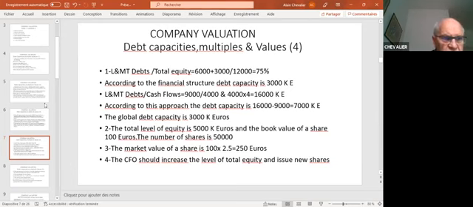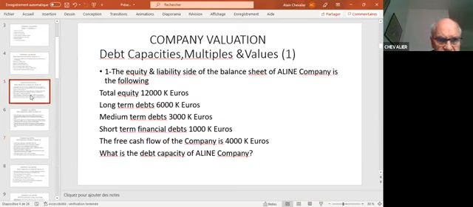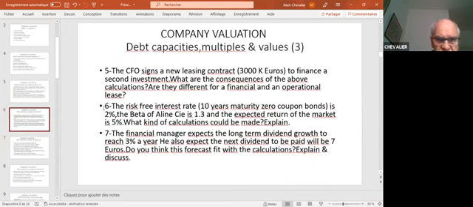Now you have a question 5 somewhere. It is on slide number 6. On this question, the CFO signs a new leasing contract, 3,000 euros, to finance a second investment. What are the consequences of the above calculations? Are they different for financial and operational lease contracts? So you have mainly 2 questions.